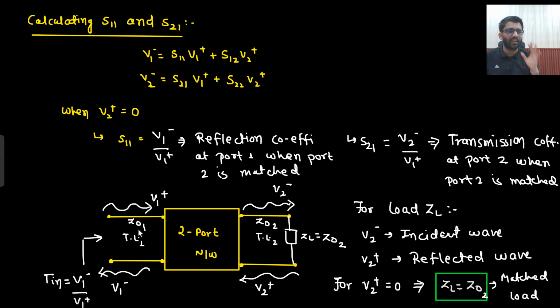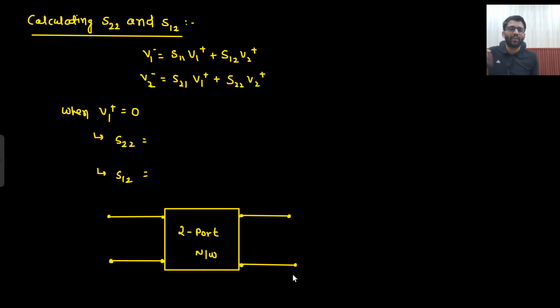We will certainly solve three to four examples, and there we will see how to do these calculations. So do not worry about that. As of now, we are building up the concept. So what do you think? How will I find S22?